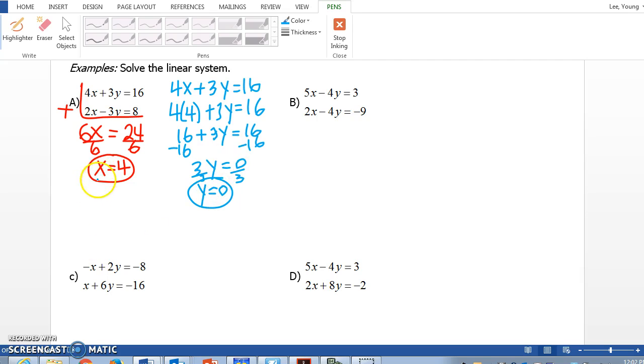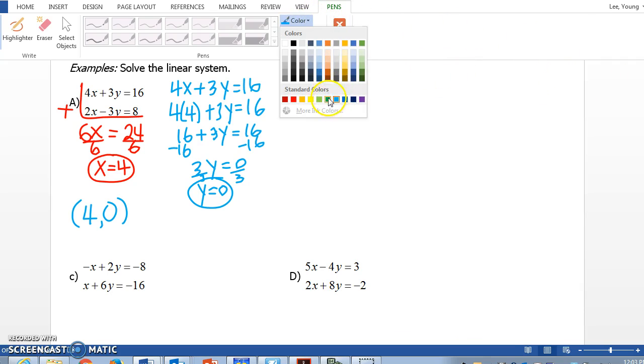So we got the solution. X is 4, y is 0. So we just need to write that in an ordered pair. 4, 0 will be my solution. How do we know if I did it correctly? So now we need to check to see if your solution is correct. So let's check it. Check in green.